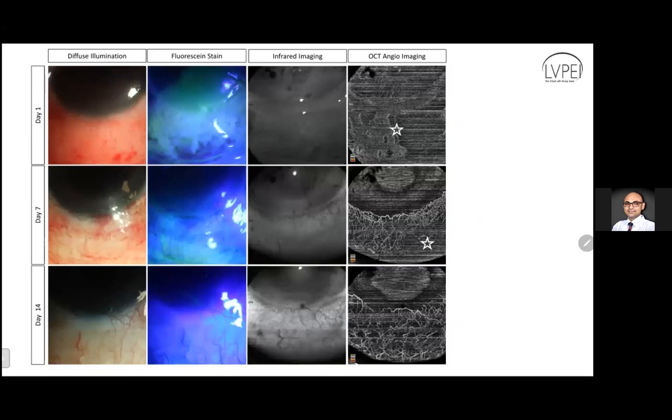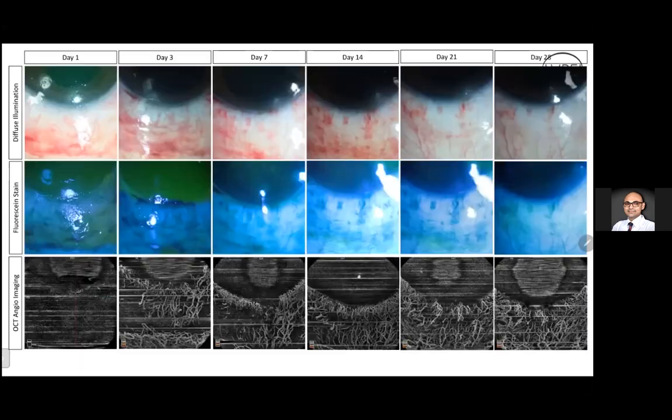Here is another example where you have complete ischemia. You can see here on presentation. Then there is reperfusion with vasodilation at around 7 days, and then that settles down by 14. And if you follow these patients up, you can see that there is normalization of the vascular pattern without any LSCD formation.